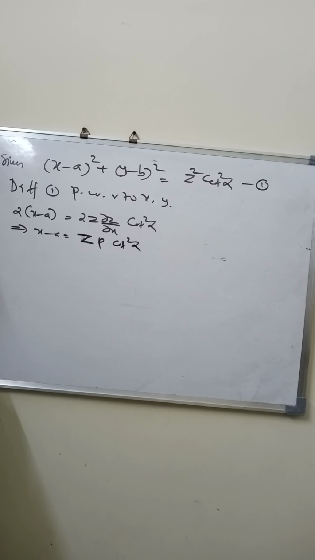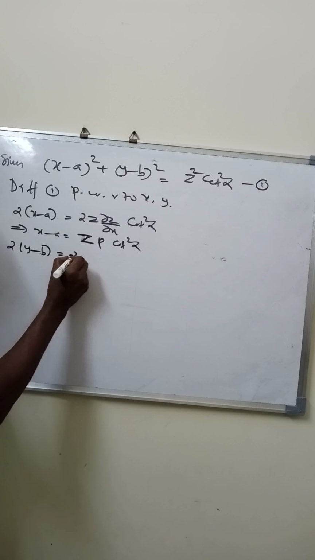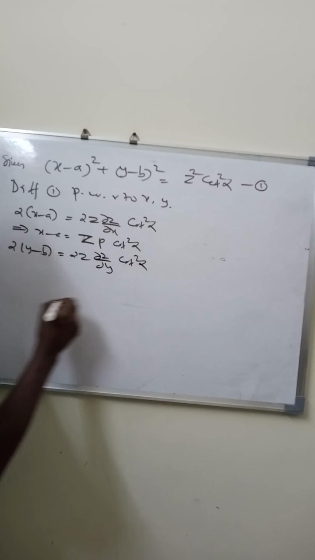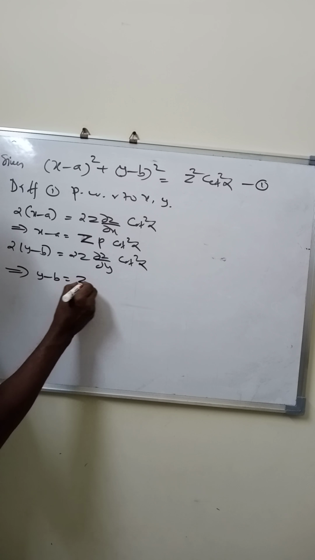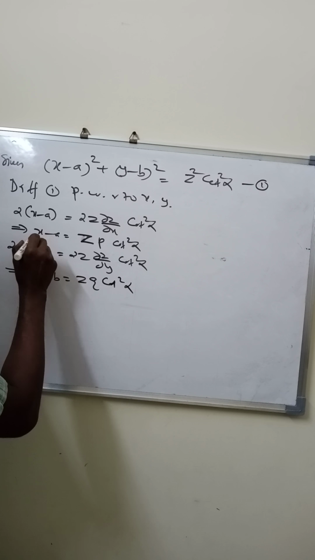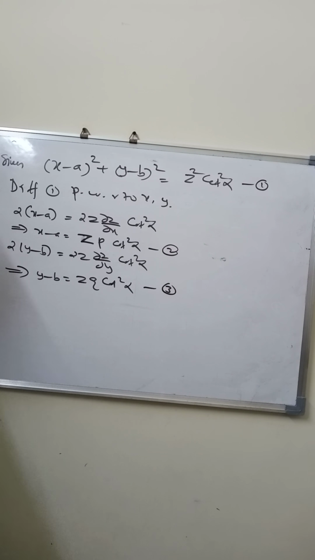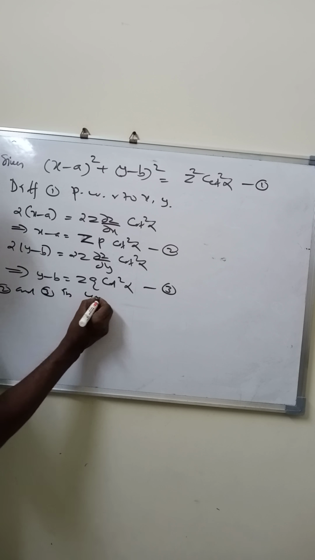And again differentiate with respect to y. You will get 2 into y minus b equals 2z ∂z/∂y cot square alpha. That implies y minus b equals z into ∂z/∂y, that is zq cot square alpha. We can denote the first, x minus a, as equation number 2, and y minus b as equation number 3. Now substitute the values of 2 and 3 in 1.